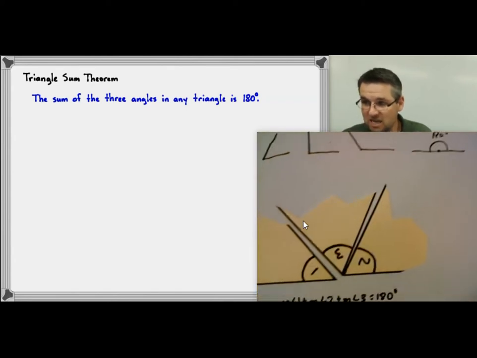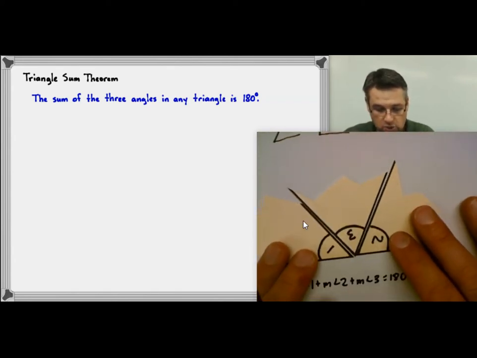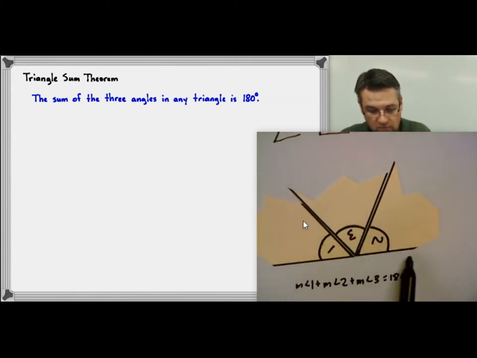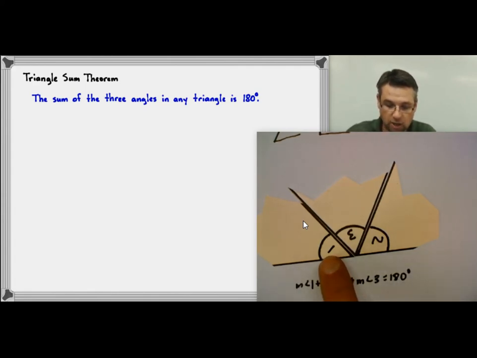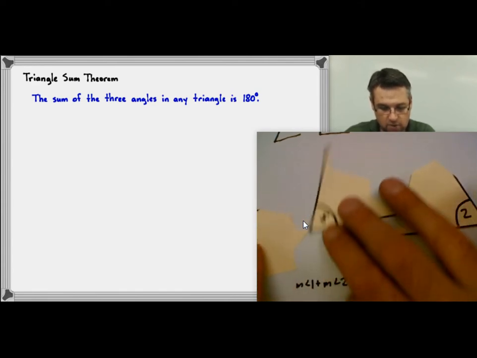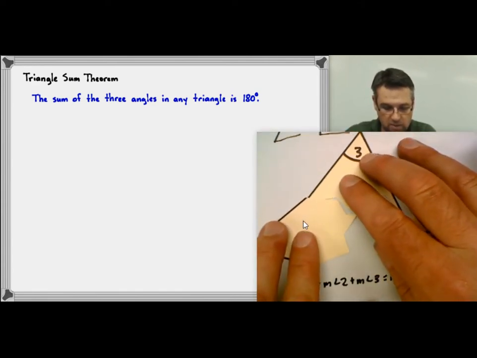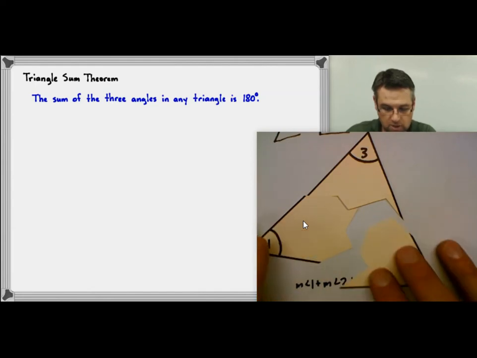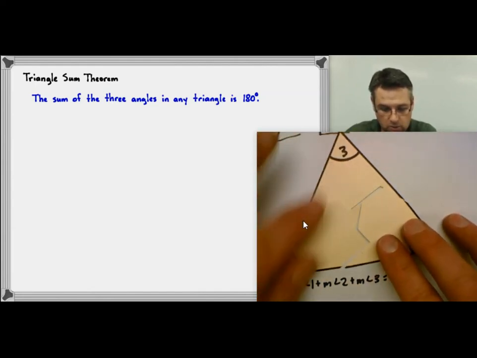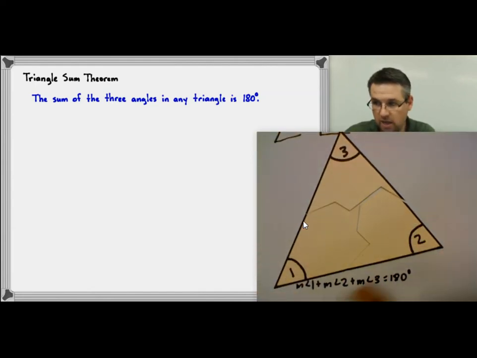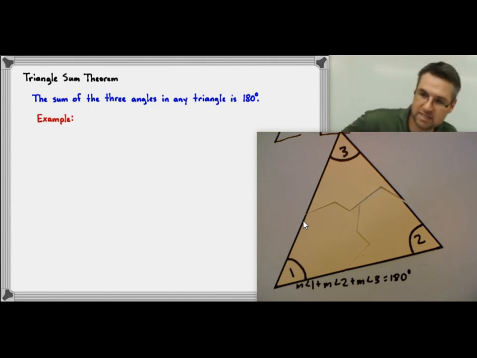So we can see the three angles in our triangle. When I manipulate them, move them around, I get a straight angle here, 180 degrees. So angle 1 plus angle 3 plus angle 2 gives you 180 degrees. And so putting them all back together, you can see that when I put angle 1 and angle 2 and angle 3 back where they belong in the triangle, there they are. The three angles add up to 180 degrees. Okay, so let's go ahead and take a look at an example of this.